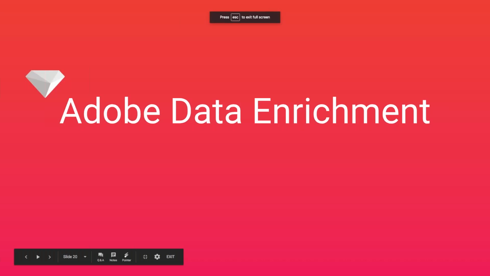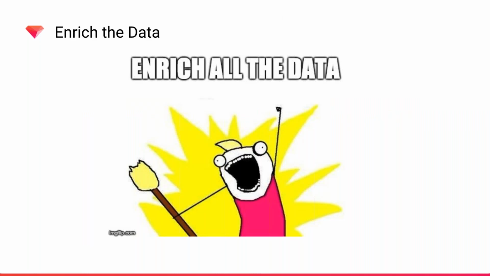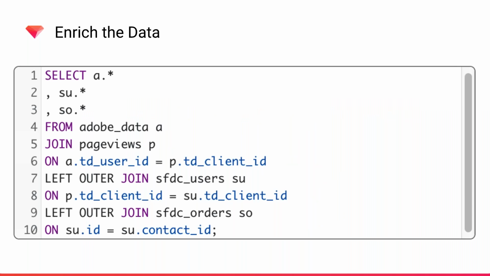So we want to talk about Adobe Data Enrichment. It's something that we're very excited about. So we want to enrich all the data, right? Just get it all excited. What happens is that the data gets sent to Treasure Data, and once it's in a table, you can actually just pull this in. So maybe you have some Adobe data table, which is pulling from your data feed. And then we have our page views. And then we have the key, which is stitching these three together. And then maybe we have a combination of SFDC users and SFDC orders. So we're understanding users, orders, and web behavior.